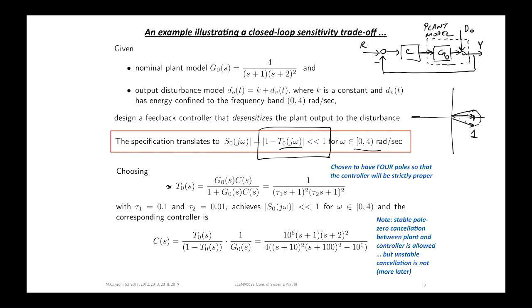So this is just one way of doing things. We started off with a problem, identified a constraint on the complementary sensitivity function, chose a complementary sensitivity function that's consistent with that constraint, and recovered C from that. It's just algebra to say what C is given T0 and G. There's the expression there. And we need this many poles so that we get a proper transfer function. So choosing C in this way for this given plant model will give us a T and an S that satisfies this specification.